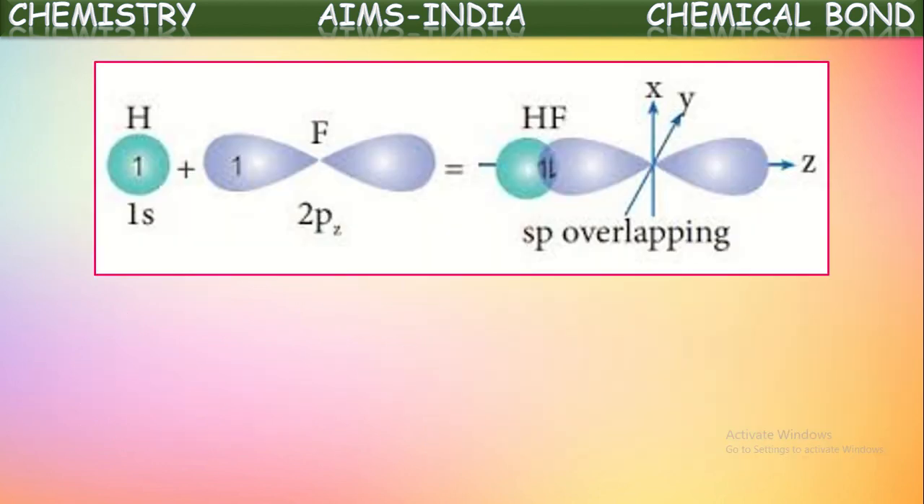this is happening there. Initially, hydrogen has one single electron. Fluorine also has one single electron in its 2pz orbital with clockwise spin. When these two approach each other to a certain distance, where the force of attraction is maximum between these two nuclei, the s orbital of hydrogen overlaps with the 2pz orbital of fluorine, and hence they share the pair of electrons, and thus a sigma bond is formed between them.